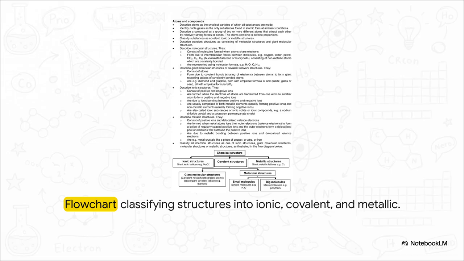Ionic structures form these giant lattices, like table salt. Covalent structures share electrons to form molecules, like water, or massive networks, like a diamond. And metallic structures, well, they create this incredible sea of electrons, just like a solid piece of copper.